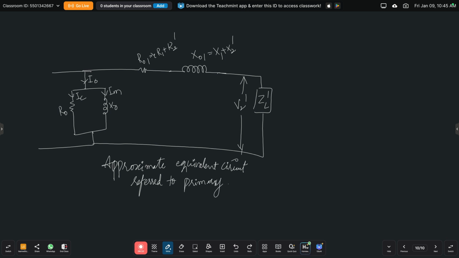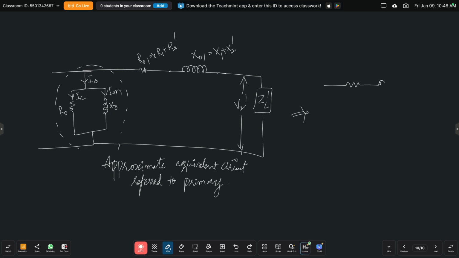In this, I am going to neglect the no-load component I0, which is only about 3 to 5% of the full load current. So we can omit the parallel circuit R0, X0, without introducing an appreciable error in the behavior of the transformer under load conditions. Removing this part, we can draw the approximate equivalent circuit referred to the secondary, with negligible no-load current I0.